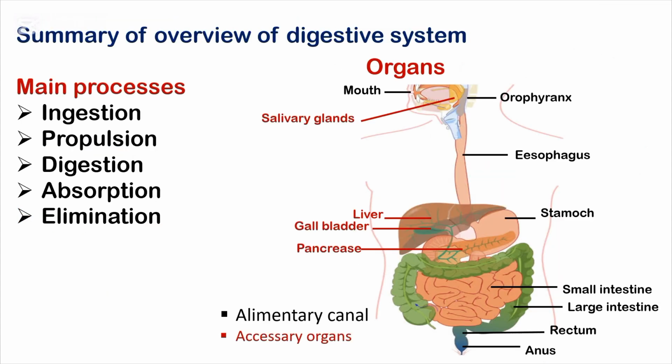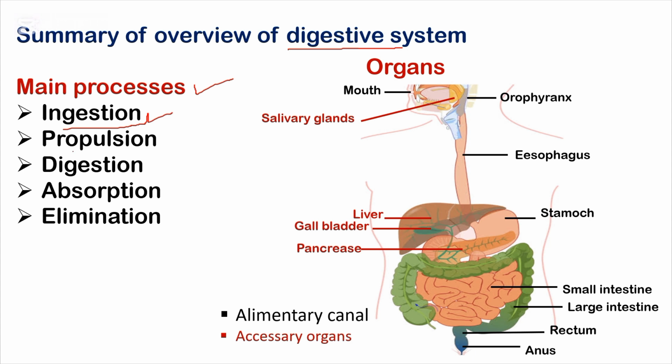Here is a summary of the whole lecture. The digestive system includes many organs and glands that work together in breaking food, digesting and absorbing it, and eliminating waste from the body. And it happens through its five main components or processes. The first one is ingestion. When we take food into the mouth, this is called ingestion.